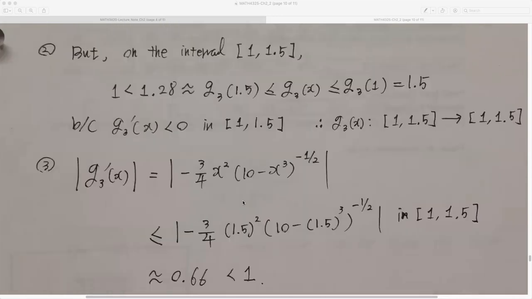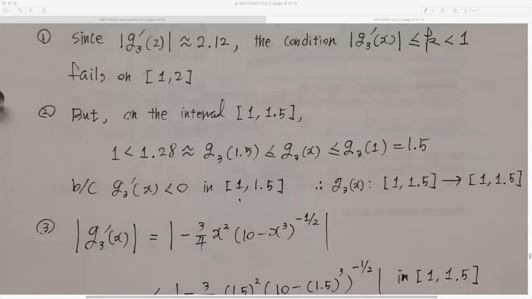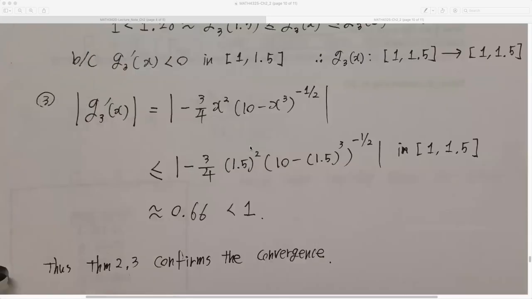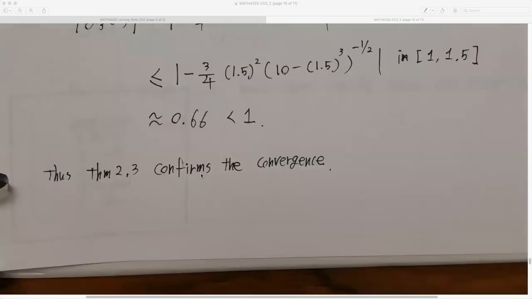So just tweak the closed interval 1, 2 to 1, 1.5, then the function G sub 3 works. So theorem 2.3 confirms the convergence.